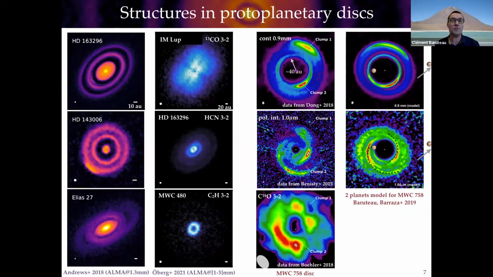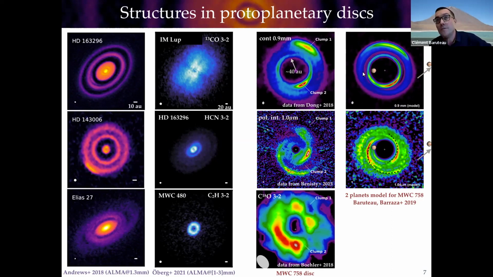And so here I'm just showing you one example of a study that we have done recently with a Chilean MSc student, Marcelo Barraza, where we try and propose an explanation for the different structures that I have already shown you for this MWC758 disk with a cavity, with the rings, with the spirals in the near infrared, which could be due to the presence of two massive planets that we don't see actually in the disk, but that we think could be responsible for the structure that we see.